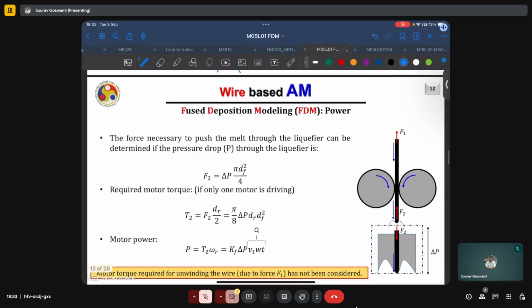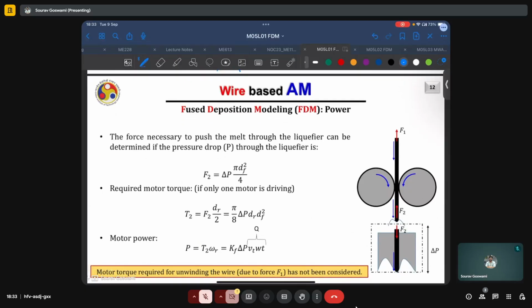Similar calculations are also available for power, and we see that the force necessary to push the melt through the liquefier can be determined in terms of the pressure drop. If the pressure drop is delta P, then F2, which is the force required to push the melt through the liquefier and outside, is delta P times pi df square by 4. If we have one driving motor, which is typically the case, and the other roller is typically an idler, then the motor torque is F2 times the lever arm, which is dr by 2, or pi by 8 delta P dr df square.